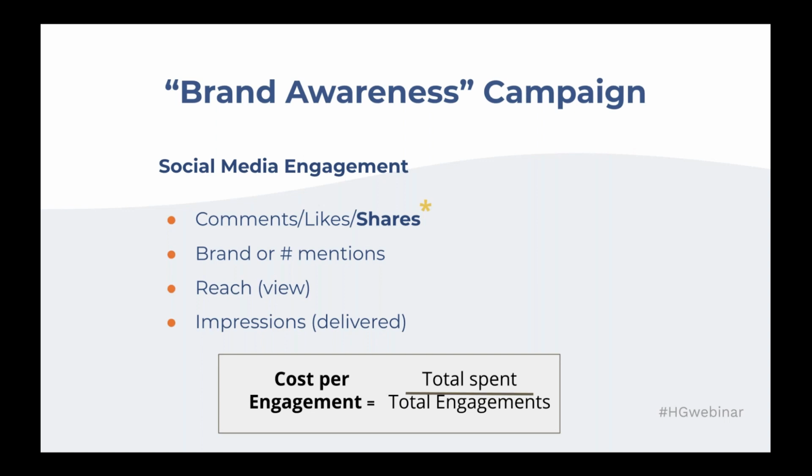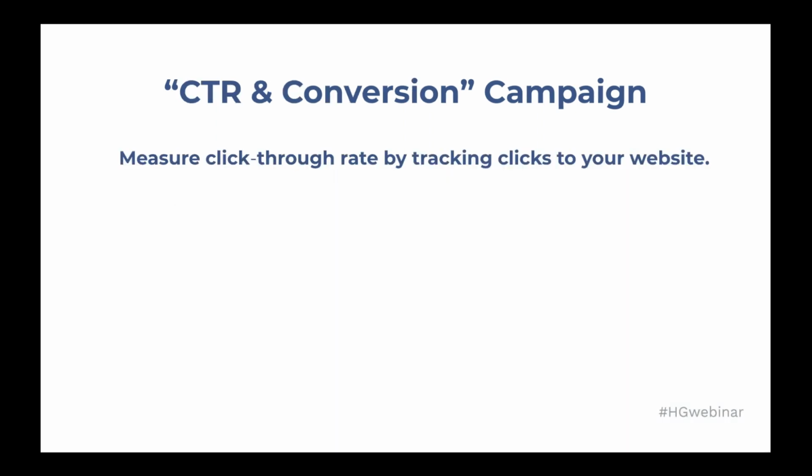So determining the ROI is a great way to figure out what you spent on the campaign, and as you do more campaigns, hopefully that ROI gets smaller and smaller, meaning you're doing a better job of campaigning over time. So we're going to talk now about measuring success for click-through rates and conversions.